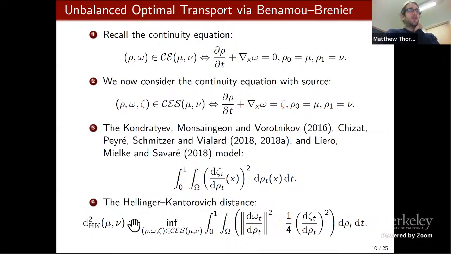So we define the Hellinger-Kantorovich distance as the minimization over all the continuity equations with source of, here we have the Wasserstein part, then here we have this creation and destruction. For convenience, I put a factor of a quarter here. In some of the numerics I show later, this quarter is going to become a parameter lambda. Essentially, it will control the length scale over which we decide whether we want to transport or do creation and destruction.